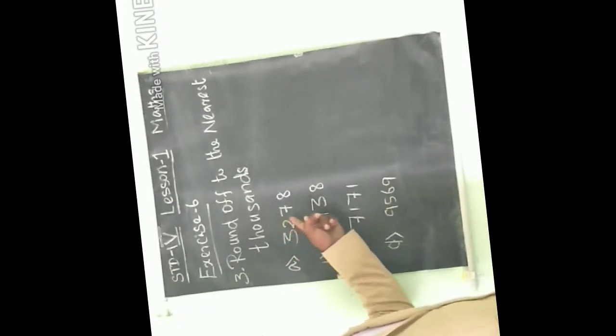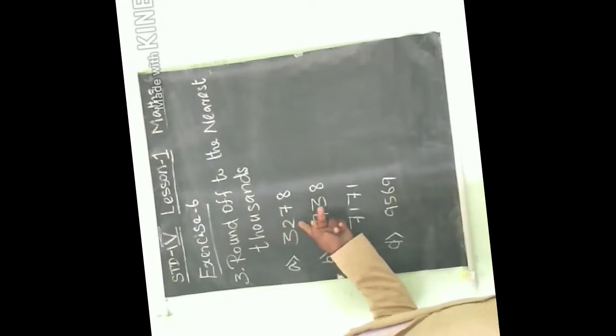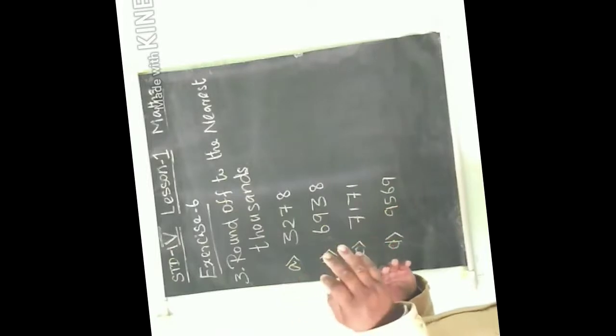Nearest 1000 is this, 2 is the nearest 1000. So we want to round off. How to round off? First we take it and compare with 5. Then if below 5, we have to take the lowest rounded number. If above 5, we take the largest rounded number.